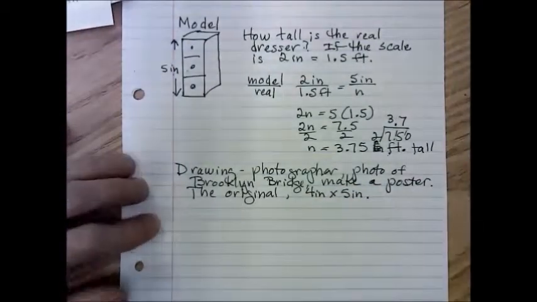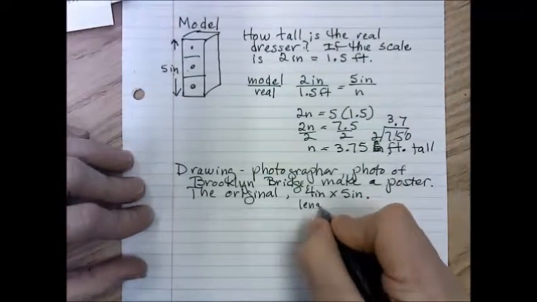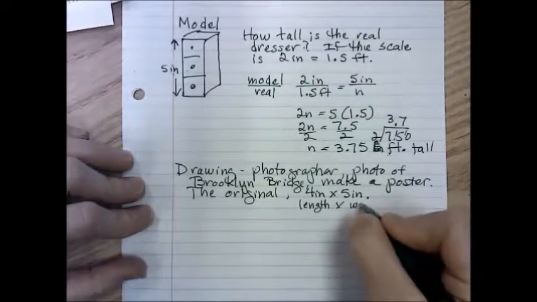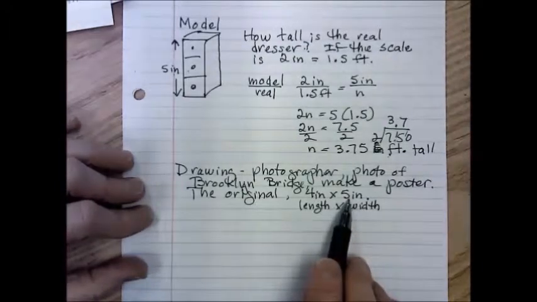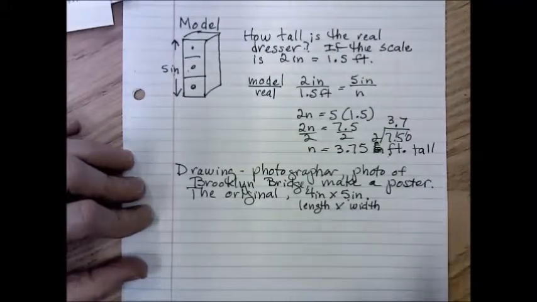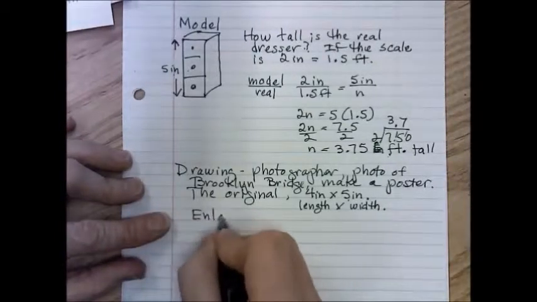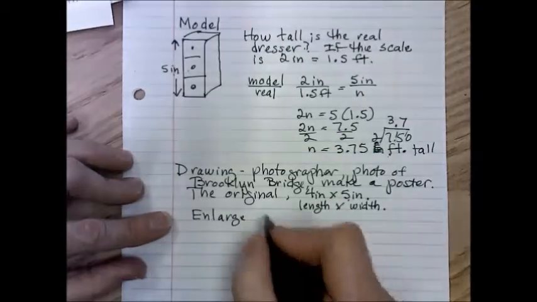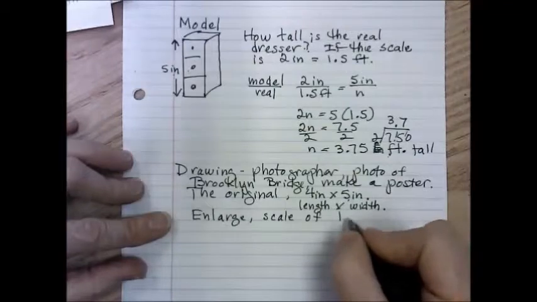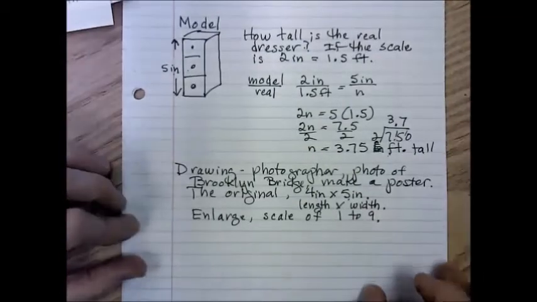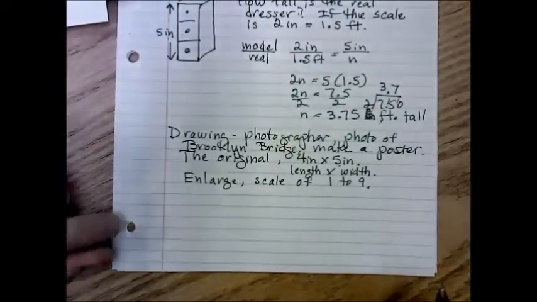And just a reminder, whenever we are given measures like that, the assumption is this is length times width. So the first measure is always the length, the second is always the width when you're asked in questions. And he wants to enlarge the photo using a scale of 1 to 9. So let's see what that really means as far as making a poster out of that.